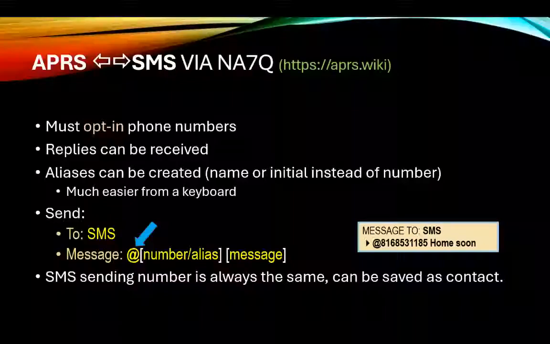It's a lot easier to set these things up from a keyboard in advance rather than in the field on a microphone. In order to send a message, you just simply send it to station SMS, and your message has to include the @ sign or symbol, and either the 10-digit number or an alias if you have it set up, and then the message. And again, as long as your station can reach a digipeater, that digipeater should have no trouble reaching an iGate. The message will get out to the cell network. They'll receive the message usually within a minute, and they have the ability to respond to you.